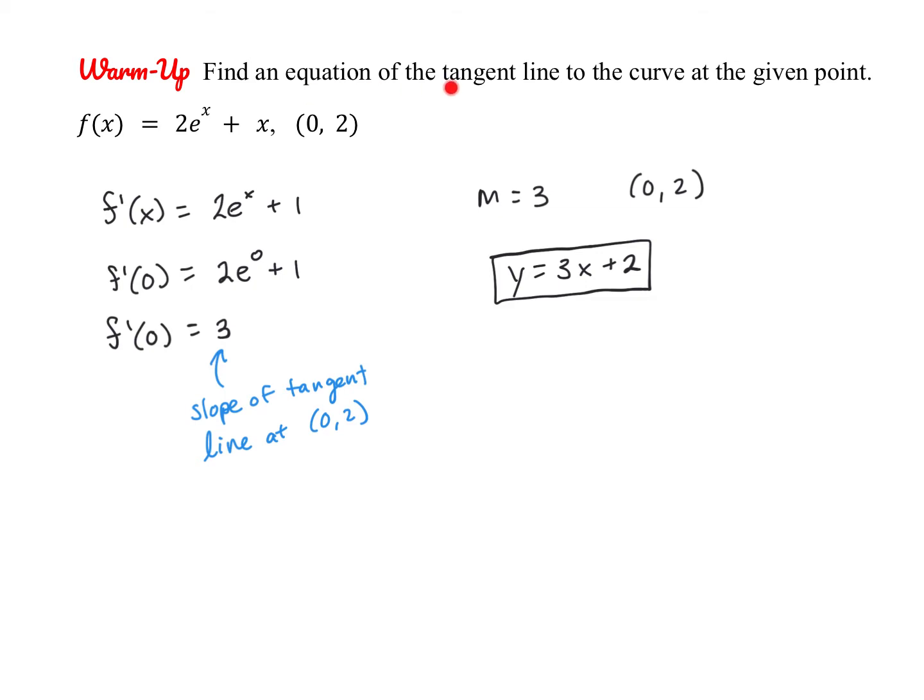So if we want to find the equation of the tangent line, we can use the derivative, so f prime of x, to find the slope of our tangent line. Remember, the derivative of e to the x is just e to the x. And then here we can use the power rule to find the derivative of x, which is just 1. So f prime of 0 will equal 3, and that's the slope of our tangent line. This point (0, 2) is a y-intercept, so the equation of the tangent line would be y equals 3x plus 2.